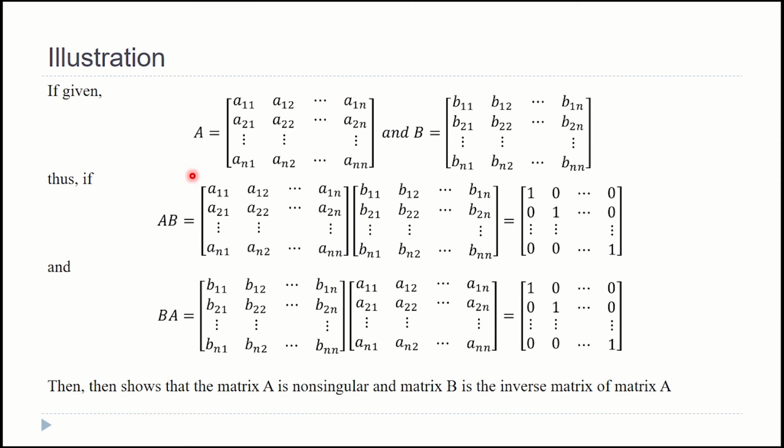Illustration. If given an A and B matrix, thus if your A times B results in an identity matrix and your B times A results in an identity matrix, then this shows that the matrix A is non-singular and matrix B is the inverse matrix of matrix A.